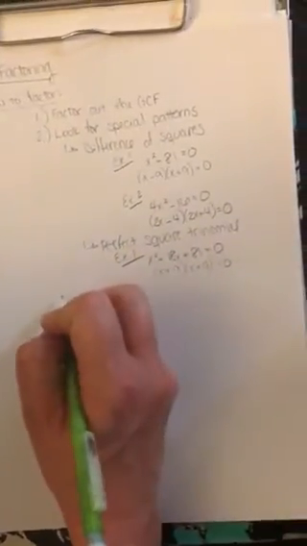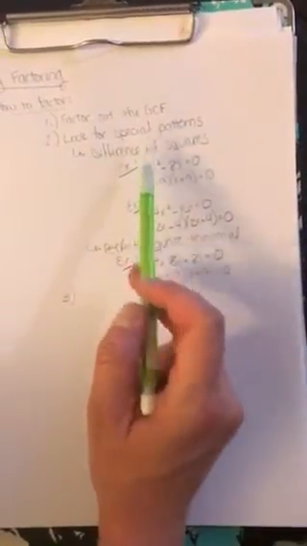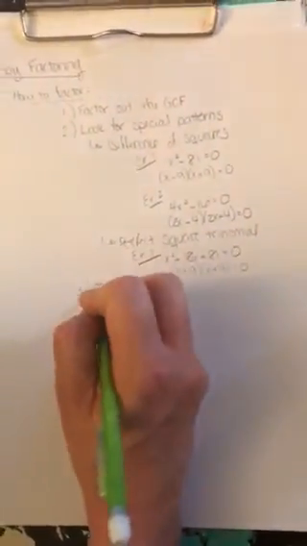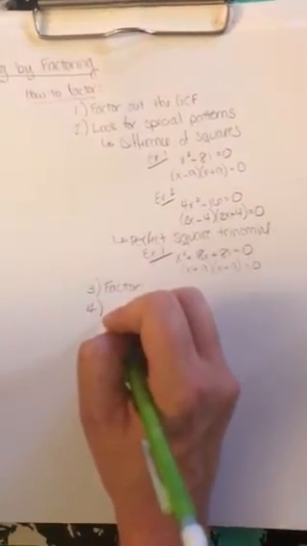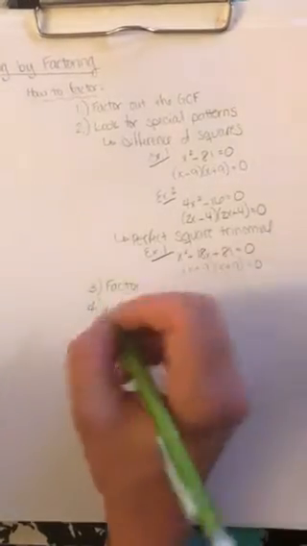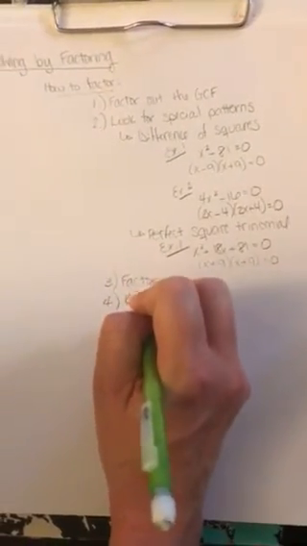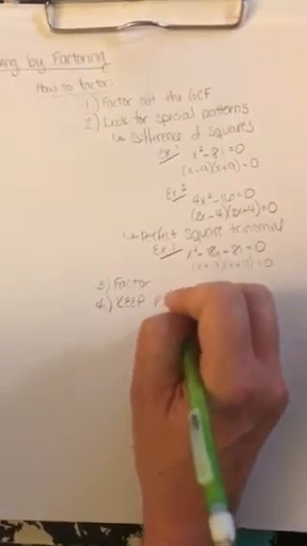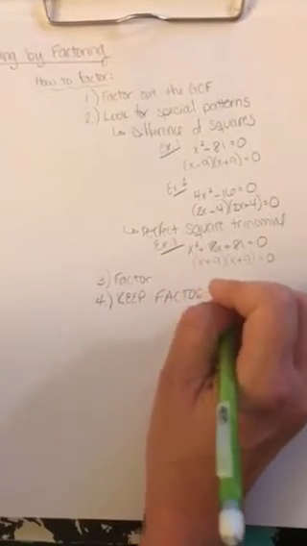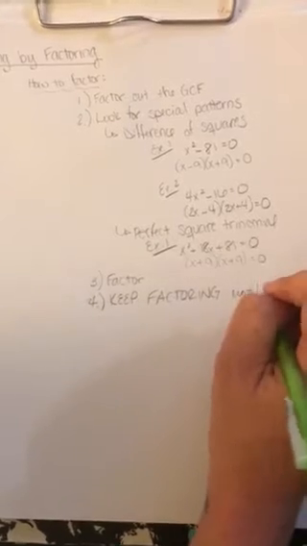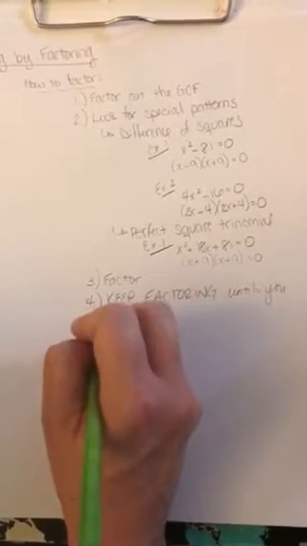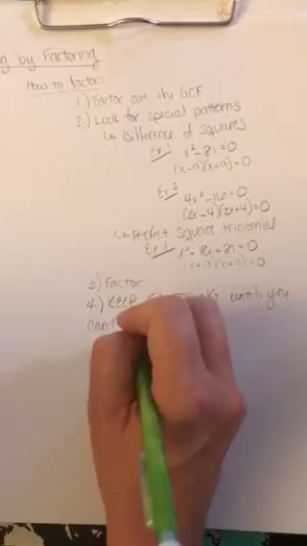Okay, step 3. Remember, we're talking about how to factor. Step 3, once you've identified if there's a GCF, if there are special patterns, the third thing is just to factor. And then the fourth step is to ask yourself, can I factor any further? You need to keep factoring. Keep factoring until you can't factor anymore. Can't factor.